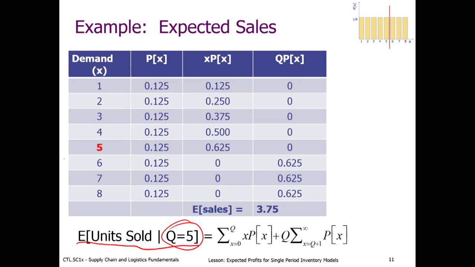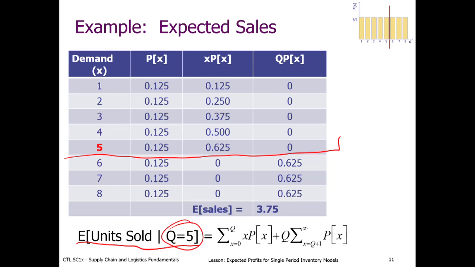Remember, I have 5 units, so let me just draw a line here. That means up to demand equals 5, I will sell the amount of the demand. So if only 1 unit of demand comes in, I'm going to sell that, right? And if 2 comes in, I'll sell 2. Above 5, though, I'm only going to be able to sell 5.